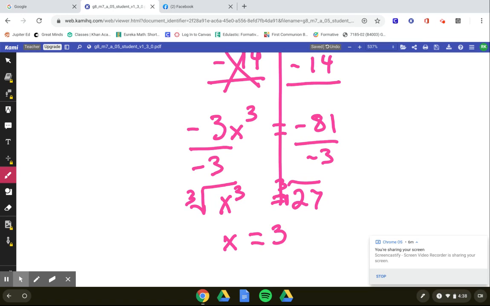So again, we just simply try to work through the process. You can use this video as a resource. Your task will be the exit ticket, which will be on GoFormative.